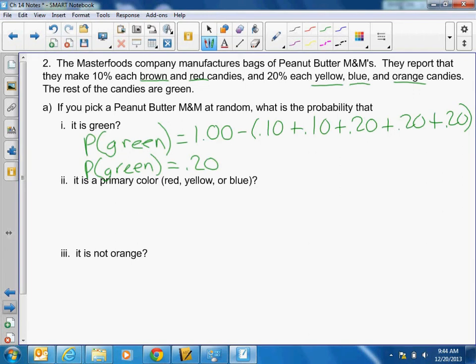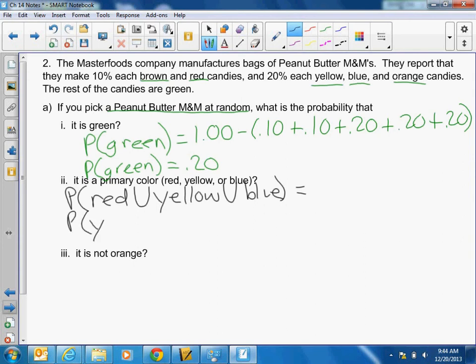What is the probability that when you pick a peanut butter M&M at random, it is a primary color, red, yellow, or blue? Well, thankfully, because we just talked about the drawing of an M&M giving us disjoint outcomes, you can't have brown and red, you can't have yellow and blue occur at the same time. We're just going to say the probability of a red or, this capital U sign, the probability of a yellow, or this capital U sign, the probability of a blue, is equal to the sums of those individual probabilities.